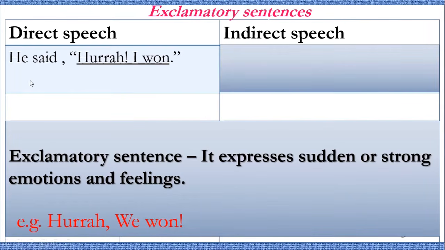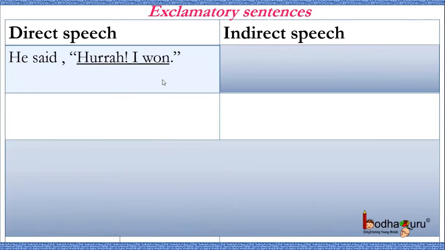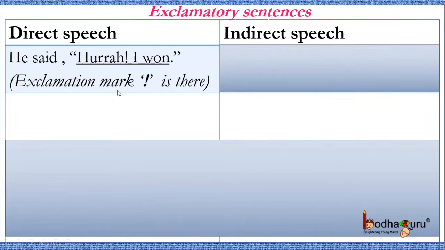Now here, this is a sentence in direct speech. He said, hurrah, I won. Now if you see here, the important thing to remember about exclamatory sentences is that you will find an exclamation mark, that is, an inverted i in the lower case. And how do we change this sentence into indirect speech?